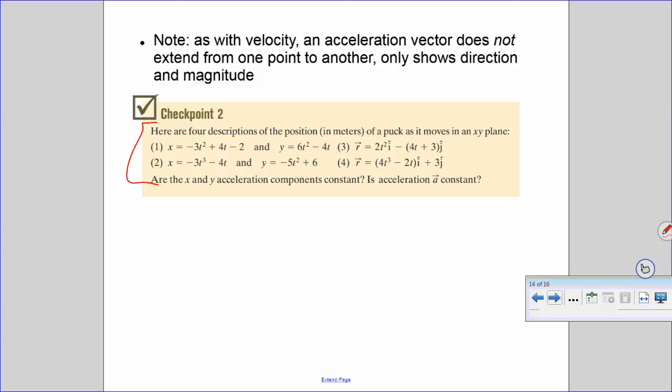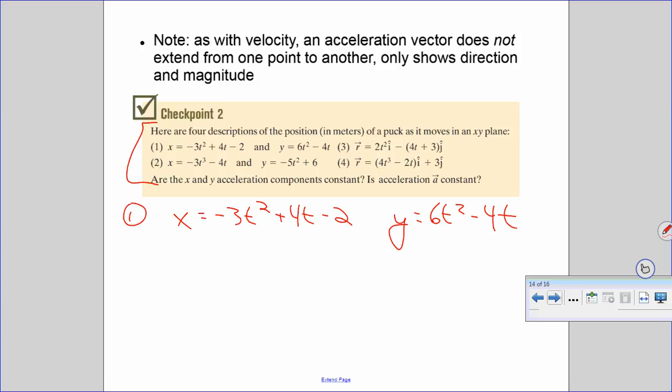Let's do number 1. So number 1 gives us this. It tells us that our horizontal position at any given time is negative 3t squared plus 4t minus 2, and our vertical position is 6t squared minus 4t, right? Cool. So could I find my velocity at any given instant?